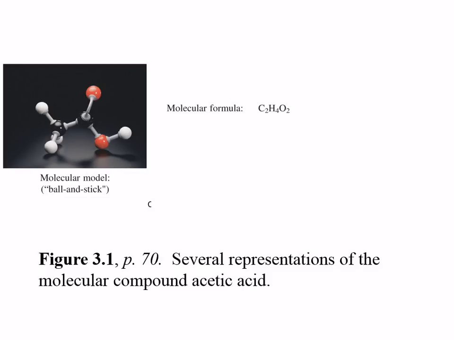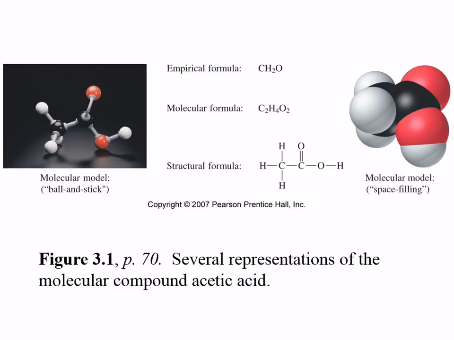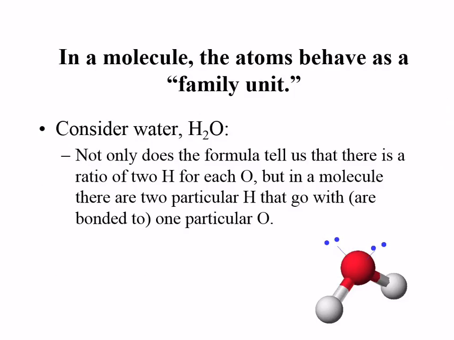Acetic acid has 2 carbons, 4 hydrogens, and 2 oxygens. We can show it has a little bit of structure. Okay, here is acetic acid. So acetic acid, along with methane and ammonia and water, is also an example of a molecular compound.